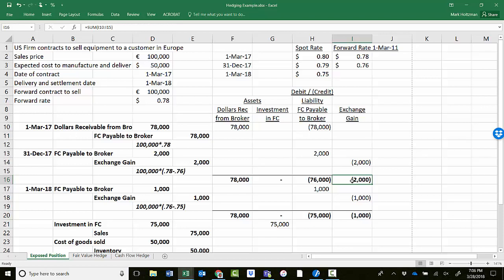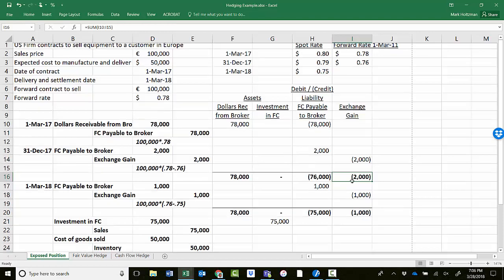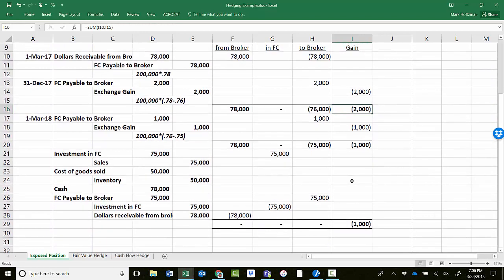Okay, so now we've written up the foreign currency payable to broker. We've written it down to $75,000. And my dollars receivable from broker is still $78,000 because that's what the broker has to give me for 100,000 euro. And let's close everything down. So the first thing I'm going to do here is I'm going to book my sale. And this is where things get a little sticky. I want you to notice it's not sticky at all. This is where something is going to be different from what we're going to do later on.